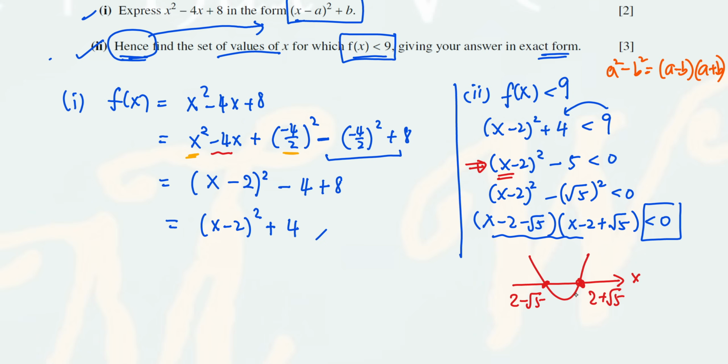So now that is represented by our quadratic curve here. Since this is less than 0, that means my region will be below the graph, the graph below the x-axis. So final answer, my x is in between 2 minus square root 5 and 2 plus square root 5. Okay, so done for the first question.